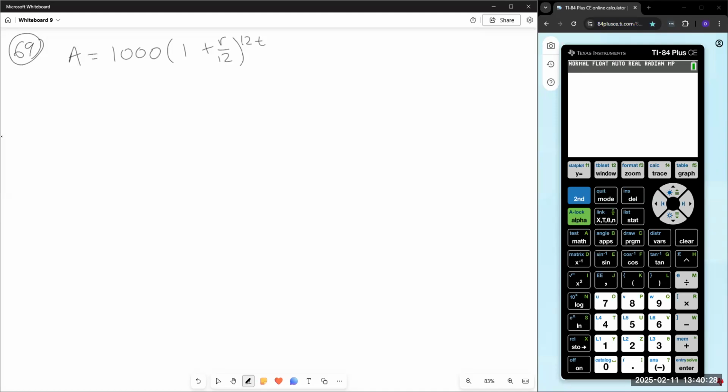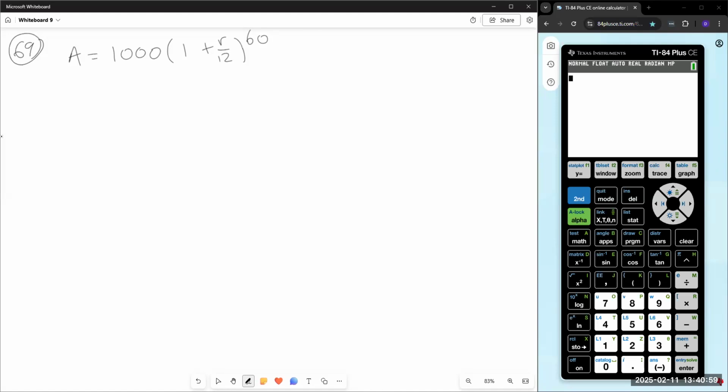At the end of 5 years. So 5 times 12 is 60, like that. So the only variable that's left here is R for us, and they want us to find the rate of change of A with respect to R. That would be dA/dR.